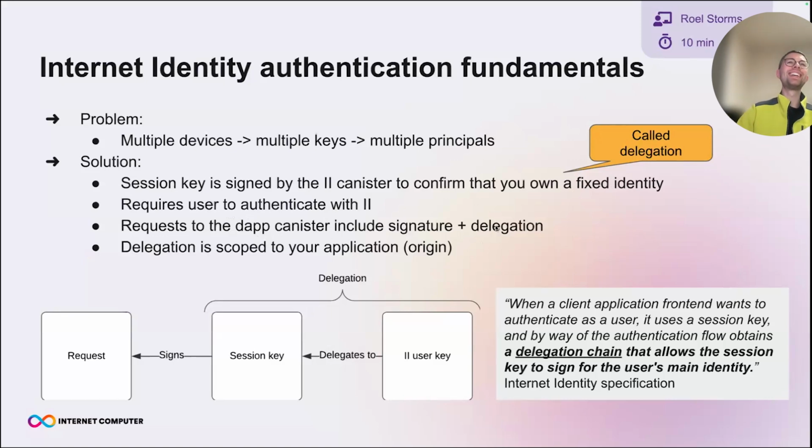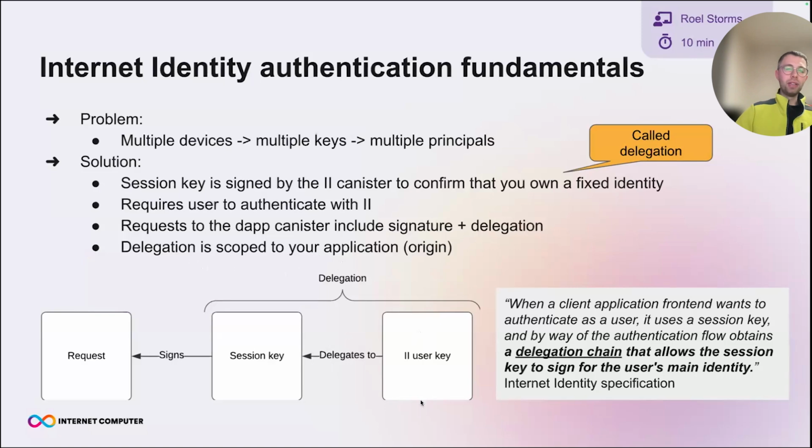So once the application in the front end has such a delegation, it can create valid signatures, and these can be sent in the messages to II. What is noteworthy is that such a delegation, such an attestation report, is scoped to your application. It is scoped to your origin. And this helps with security, but also with privacy.